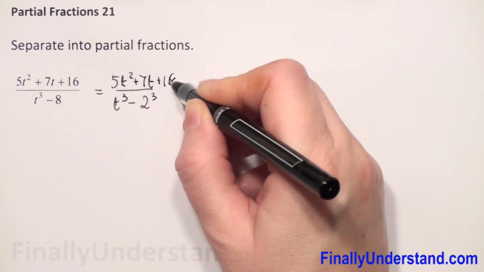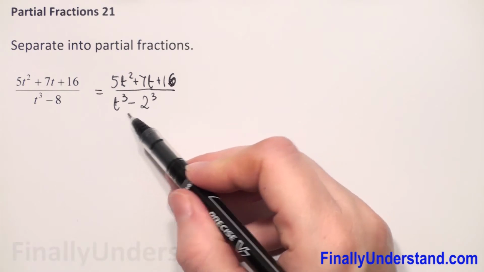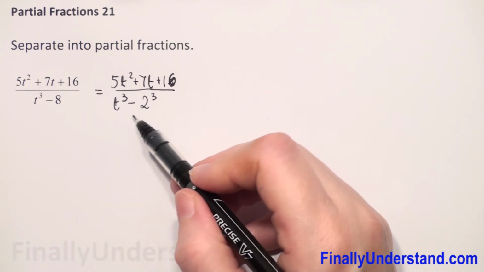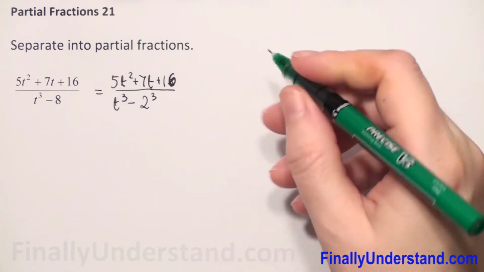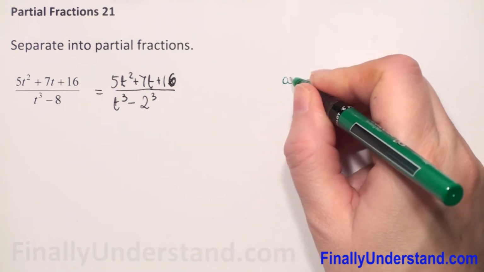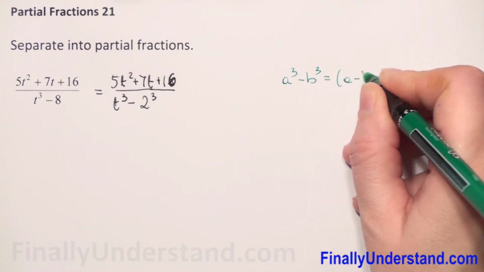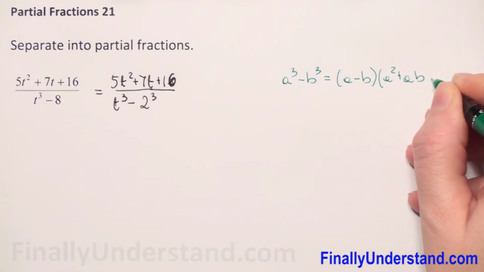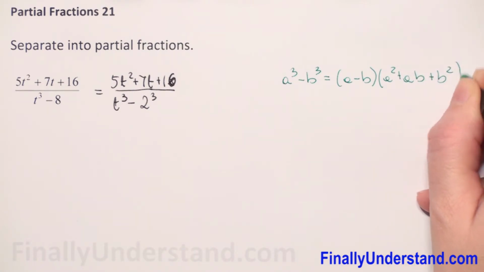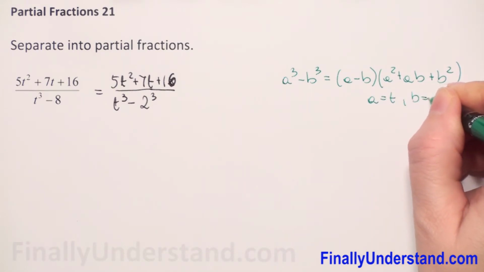Next, we have here a difference of two perfect cubes. So let me remind you of the formula. When you have a cubed minus b cubed, this is equal to a minus b times a squared plus ab plus b squared. In our example, a is equal to t and b is equal to 2.